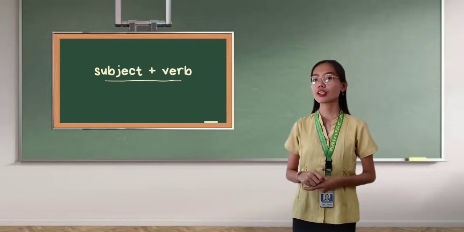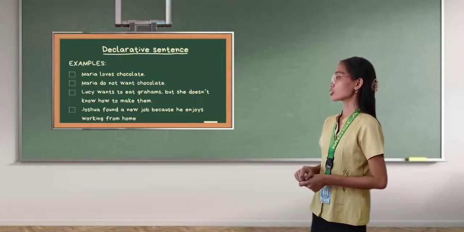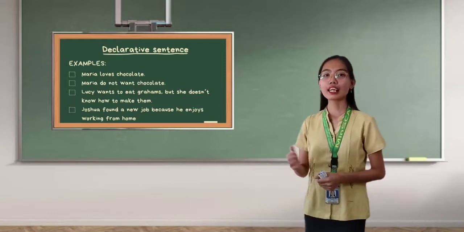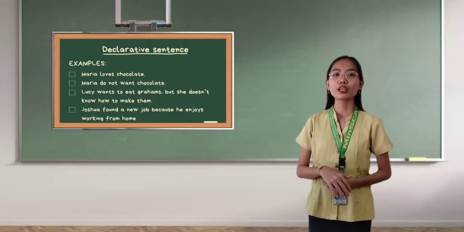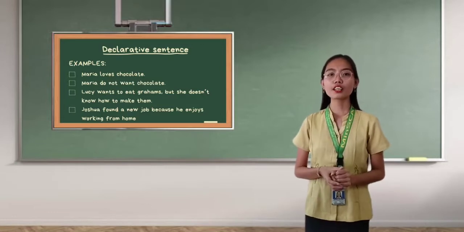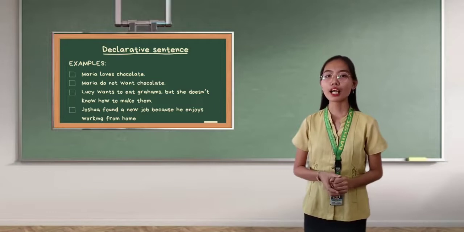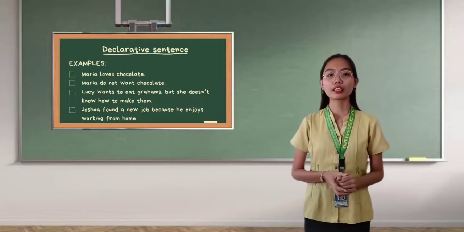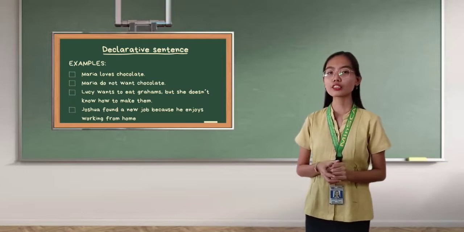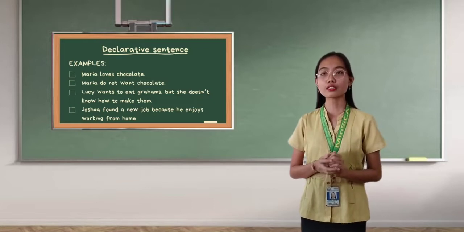Let us have an example. Maria loves chocolate. We can observe from here that it tells us something about Maria. Like, Maria loves what? Chocolate. And also, it is a positive kind of declarative sentence. Now, how about the negative kind of it? Maria does not want chocolate. So, we can consider that this sentence is a negative one because of its thought.